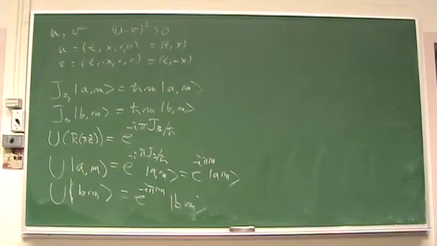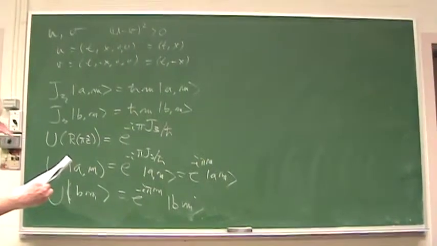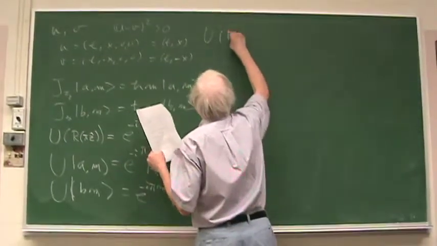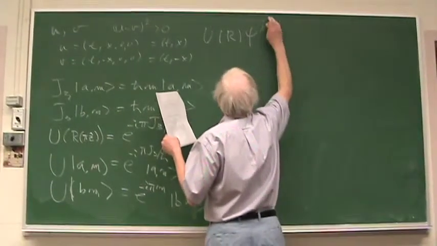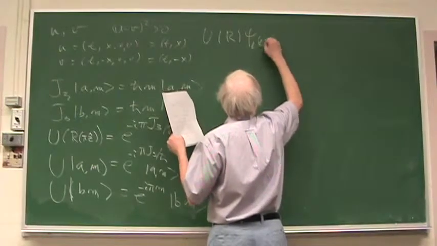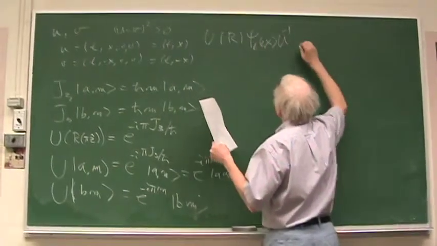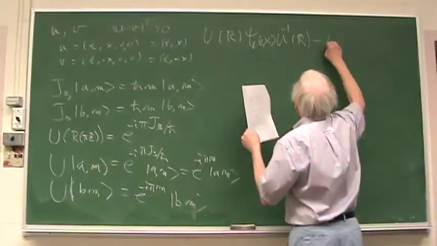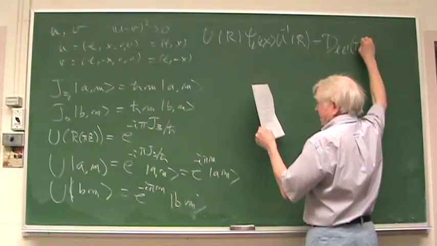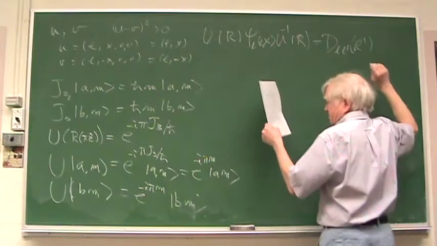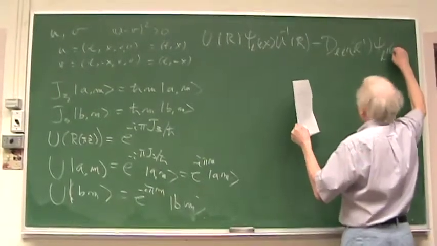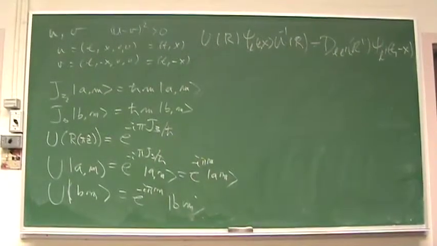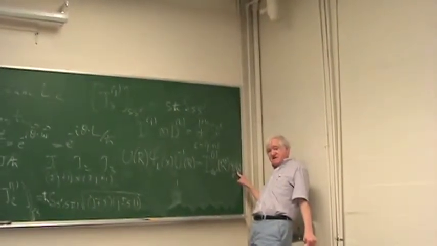Okay, now, actually I could have done this more generally, but I think it's better to stay with what I've got and make it simpler. Now, U of R on psi L of (T, X), U inverse of R, this R is this pi z, rotation of pi about the z axis. Well, it's D^L prime of pi of R inverse, but R inverse and R are essentially the same. Anyway, psi L prime of (T, minus X), because we've rotated the field from X to RX. And so that takes (T, X) to (T, minus X).